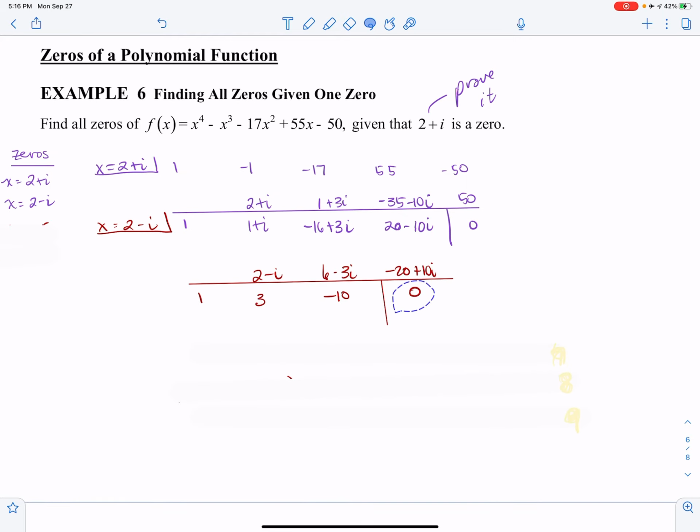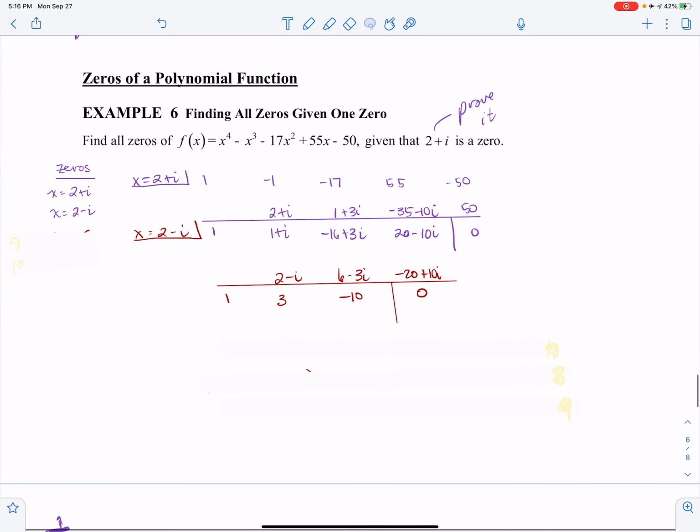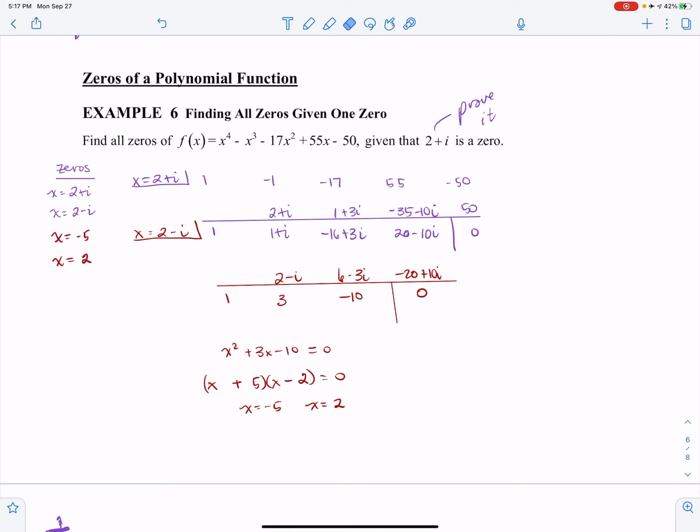This is exactly what we expected to find. All right, so now what you notice is that my leftover depressed polynomial is a quadratic. We know how to solve quadratics. So the first thing that I'll do is simply write it as a quadratic, and then I'll use factoring to solve. And so I have that my zeros are x equals -5 and x equals 2.